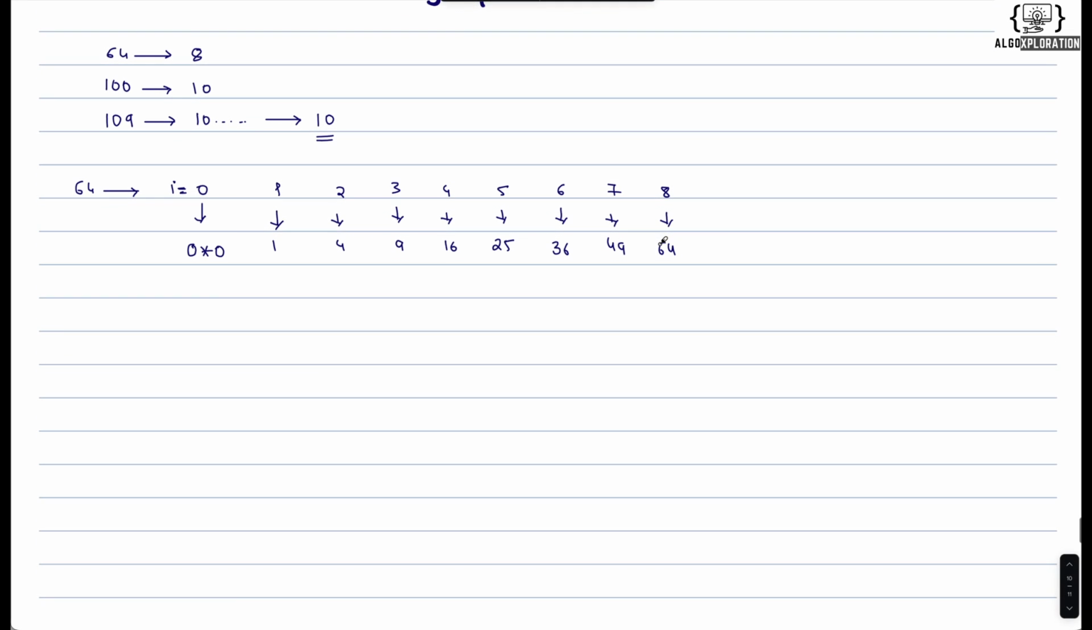But what in this case? I'll try to write the pseudocode, then I'll explain this to you. For i coming from 0, i is less than n, i plus plus. This will not be n, this will be x. If i cross i is equal to x, then I'll simply return the value i, because I found the square root.